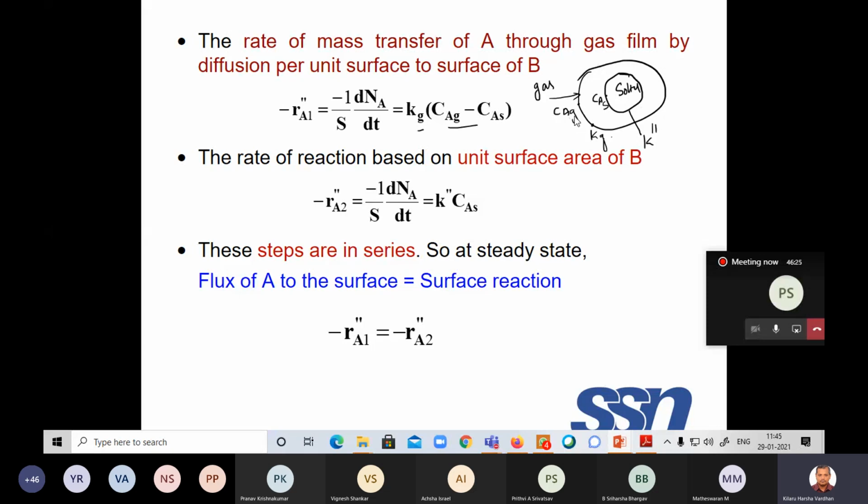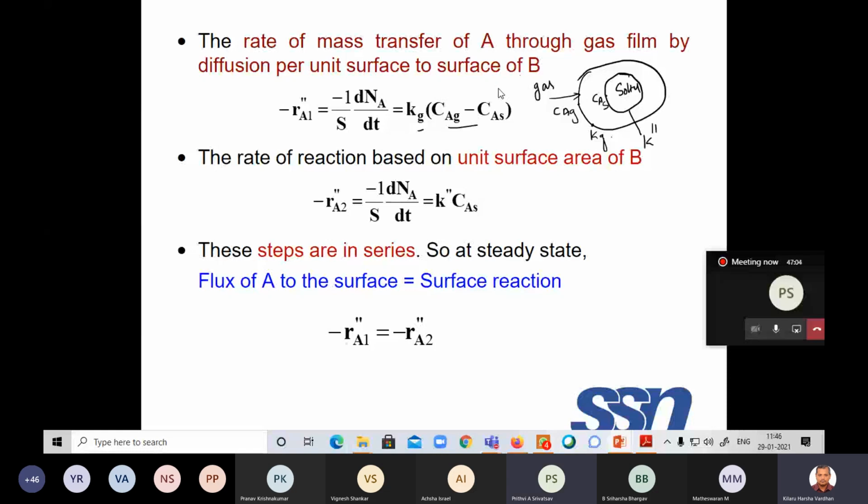It is not CAG alone, because it is the penetration of this CAG onto the surface. The concentration of gas at this point and this point is different. So the first equation describes the disappearance of A by diffusion. Yes, it is the rate of mass transfer of A through the gas film by diffusion per unit surface.